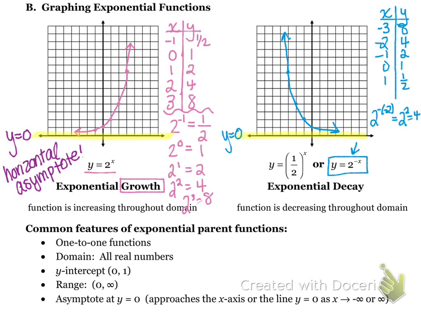So some things to note with these parent functions, because these are two examples of exponential growth and decay problems that haven't been translated at all. So they are considered the parent functions. They are 1 to 1. The domain is always all real numbers. Notice how they both have a y-intercept of (0, 1). Their range is (0, infinity). And note that this 0 right here has a parenthesis, because it doesn't touch 0, because that is where our asymptote lies, so it can't do that. And then, like I just said, you have an asymptote at y equals 0.